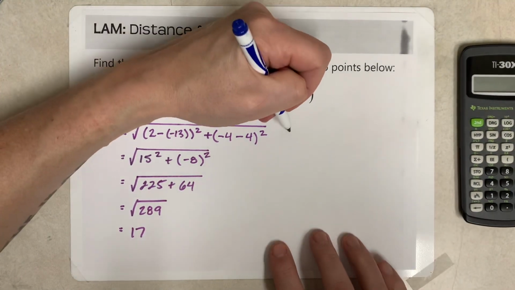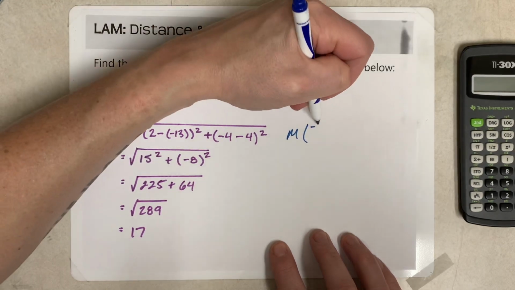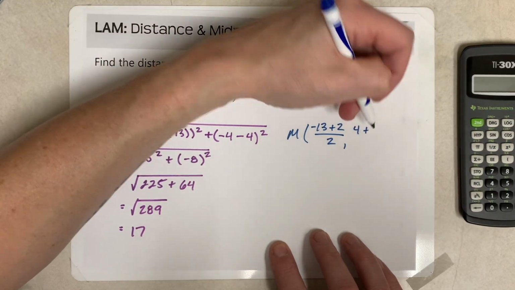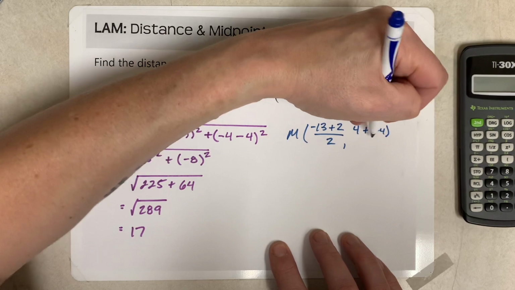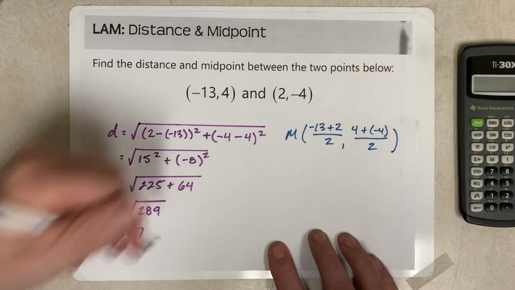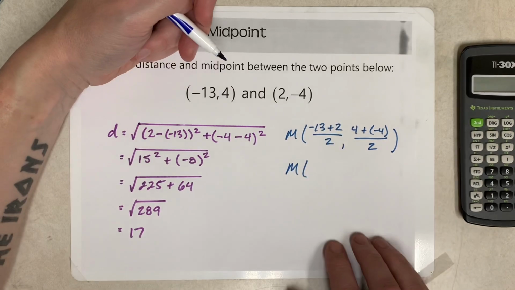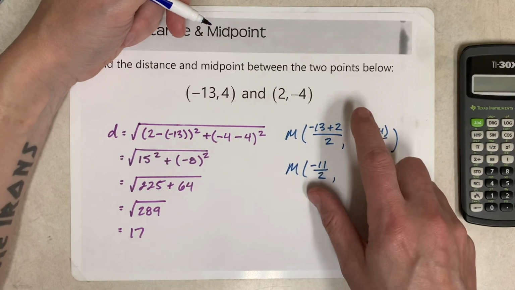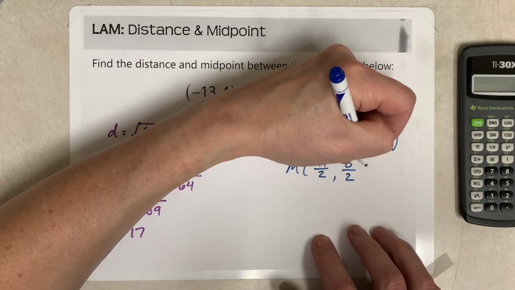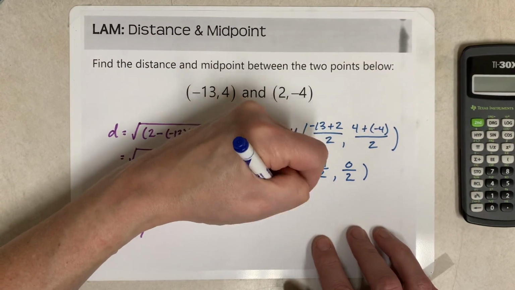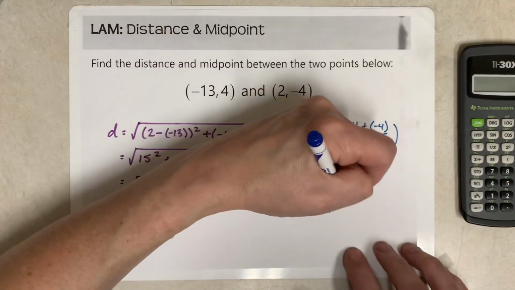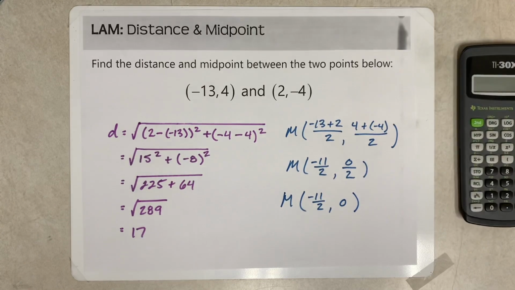All right, let's take a look at our midpoint. So our midpoint, negative 13 plus 2 over 2, and 4 plus negative 4 over 2. So our midpoint's going to be at negative 13 plus 2 is really negative 11 over 2. Can't really do anything with that. 4 and negative 4 make 0 over 2. You're going to leave the negative 11 over 2 alone. But 0 over 2 is just 0. So you can just change that to a 0. And then you just leave your midpoint as negative 11 over 2, comma 0.